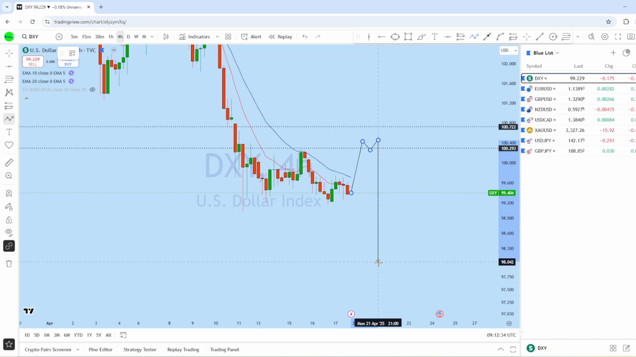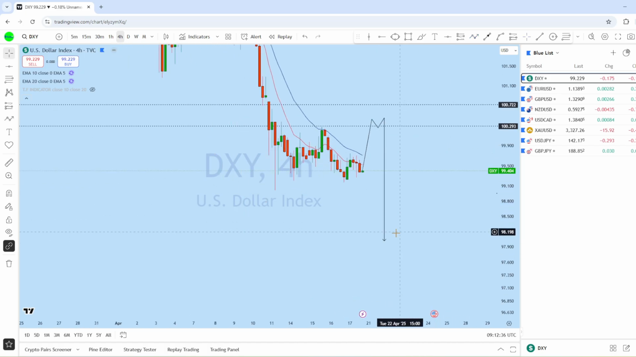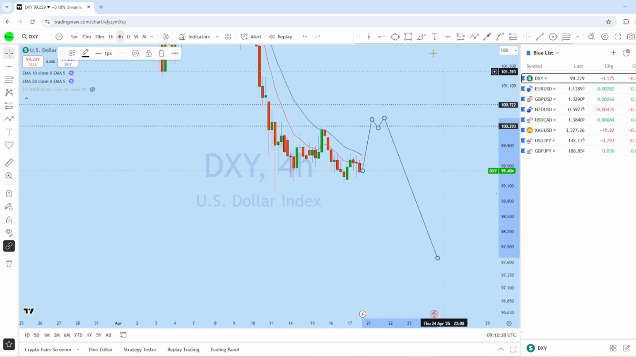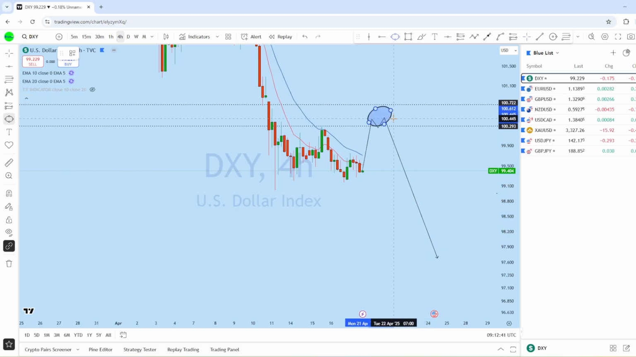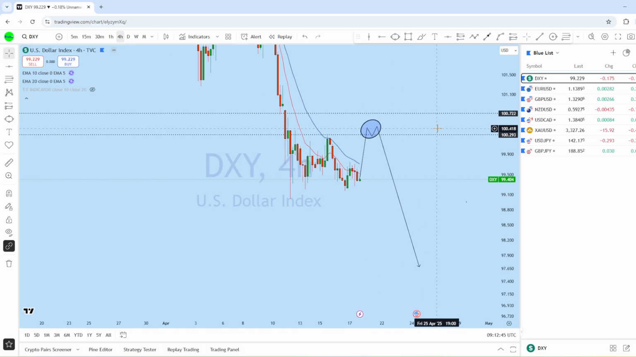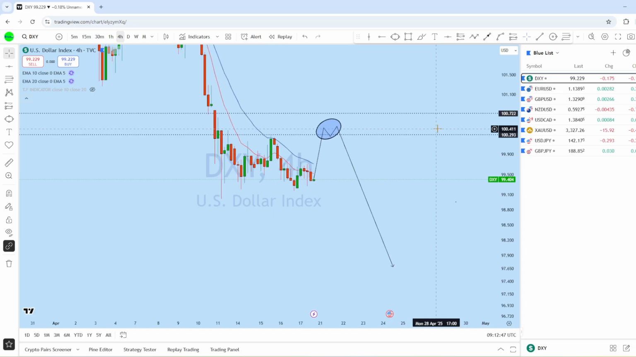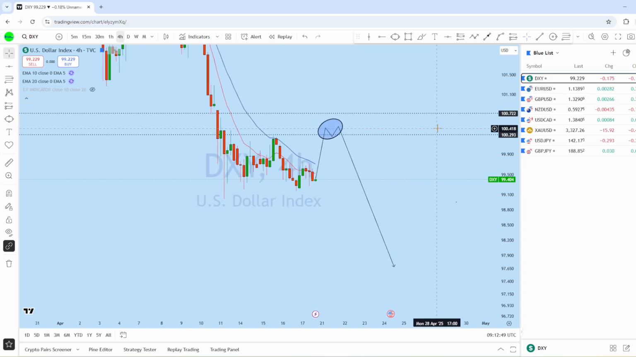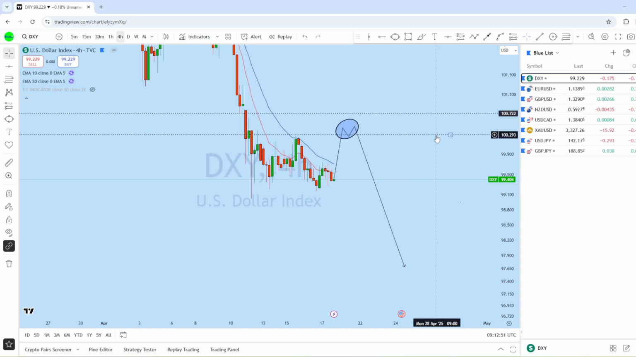opportunity may come in that area, which is also the weekly resistance line in this area. This is where we can look for potential entry in this market. So this is the DXY zone that we may see the market play out.